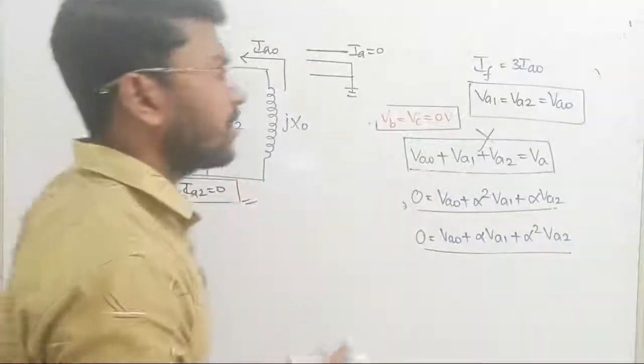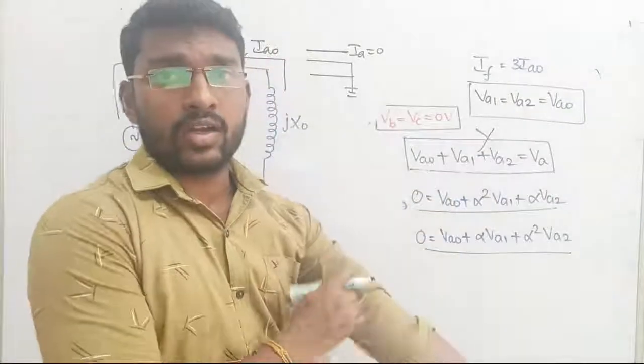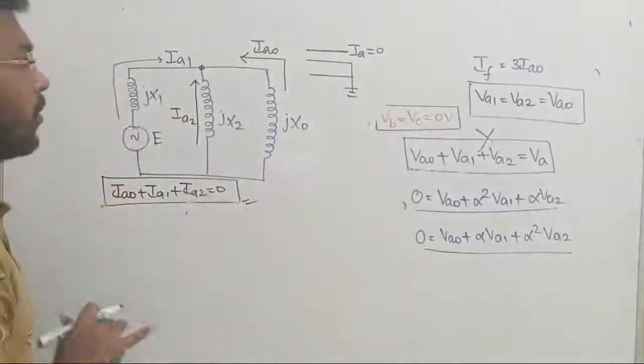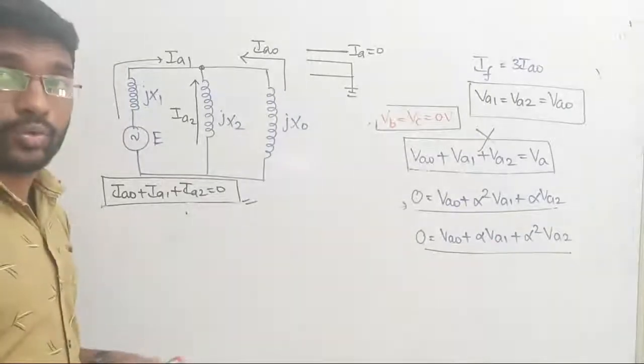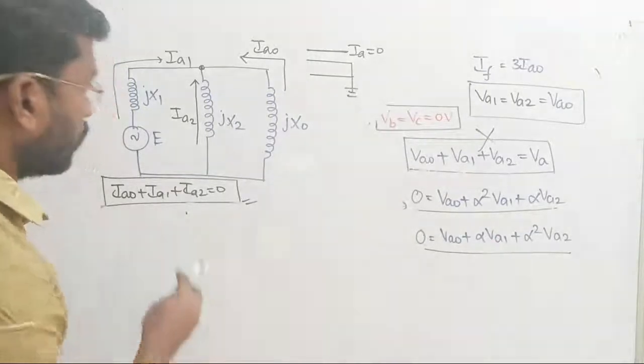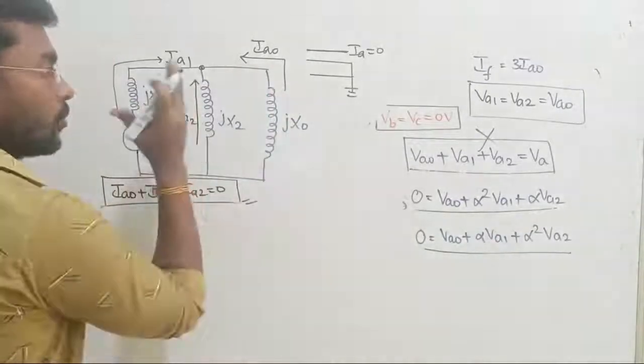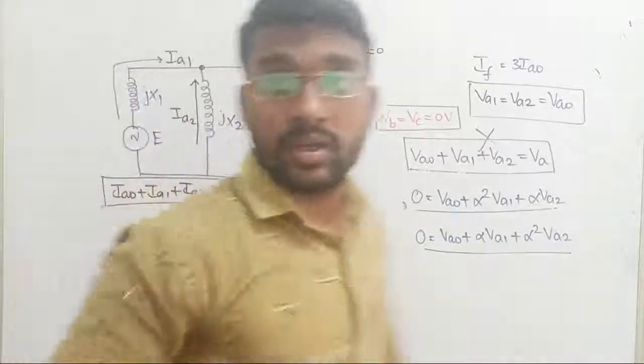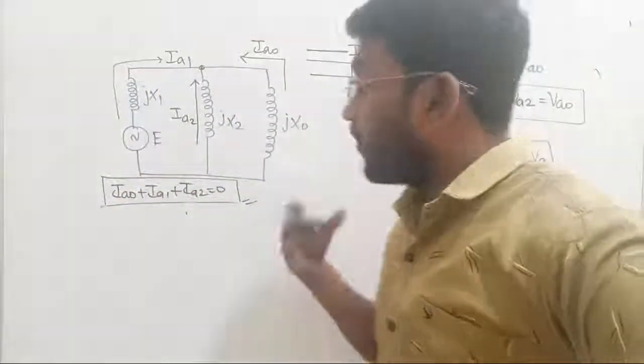Anyway, what is our target? Calculating IA0 is our target. Now do whatever you want. What I am going to do is just apply the current division rule. According to the current division rule, I have 3 branches here. Among these three, which is your source? Who is the one generating power?